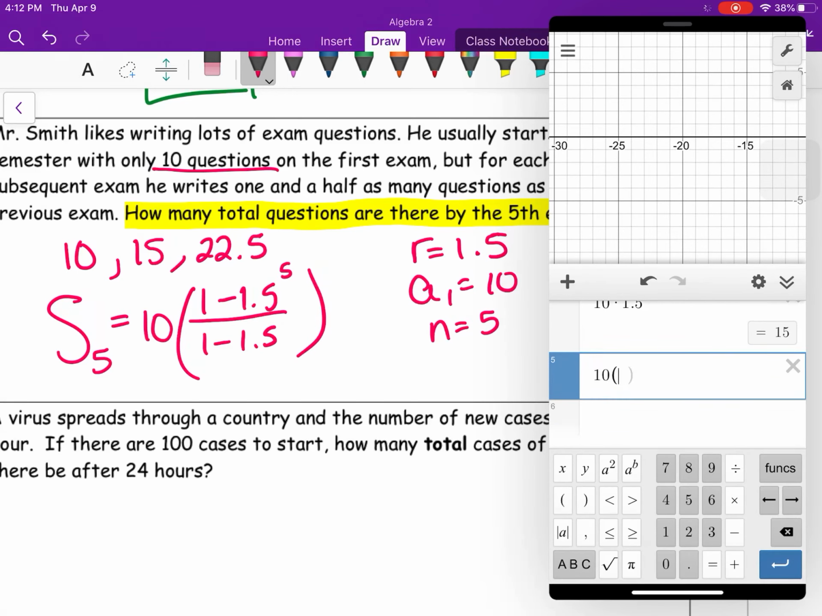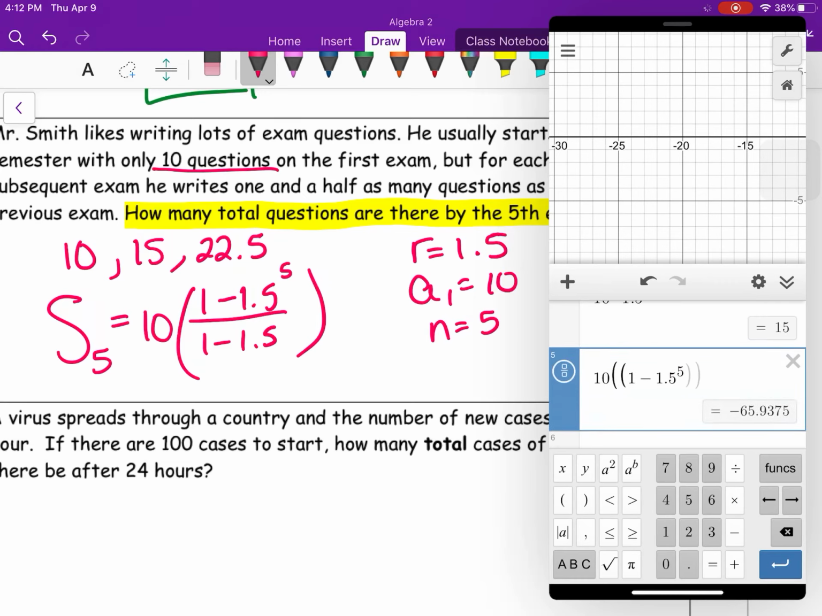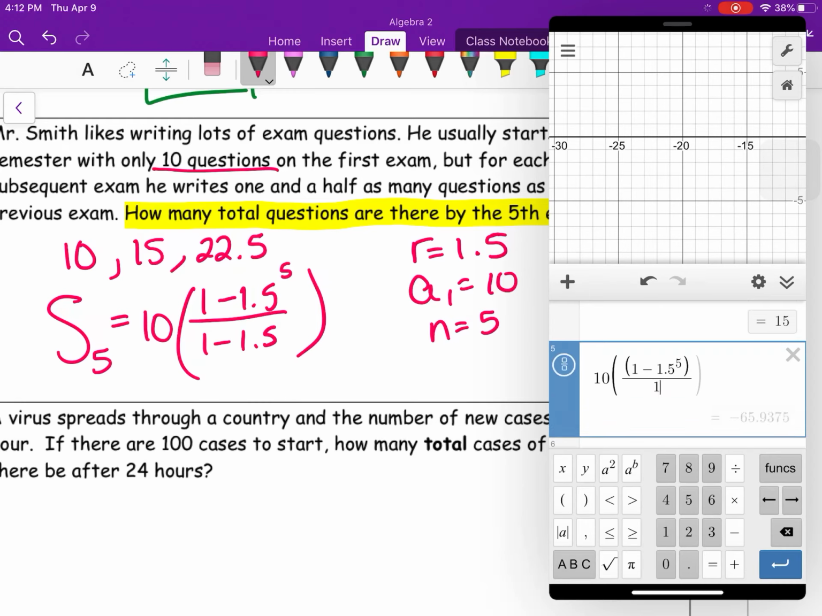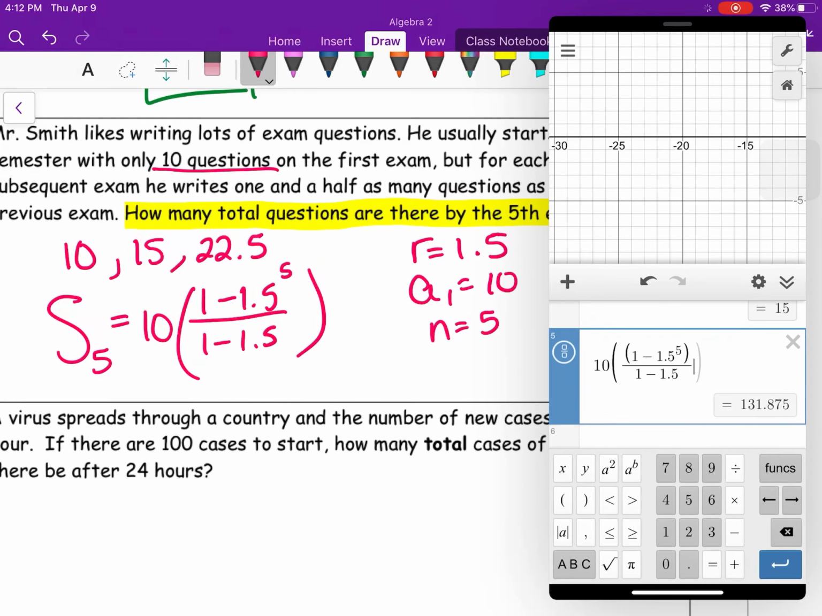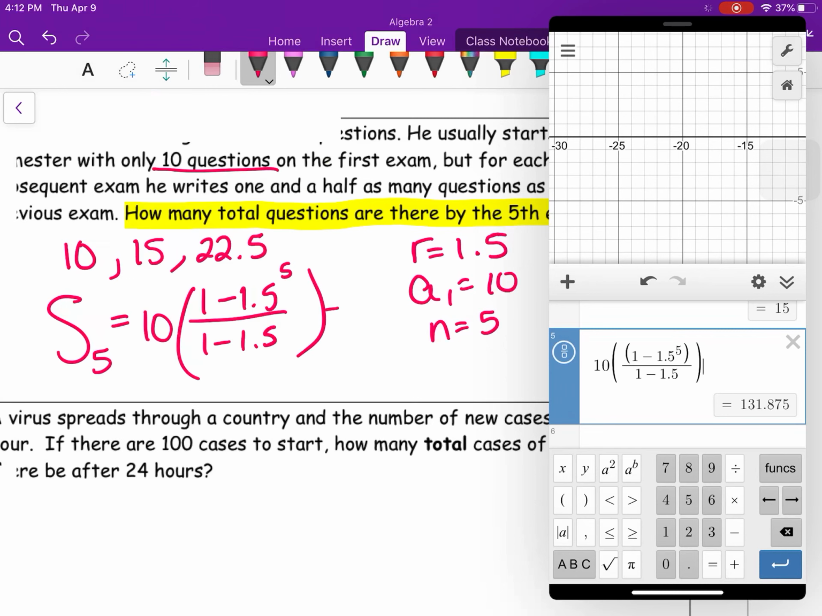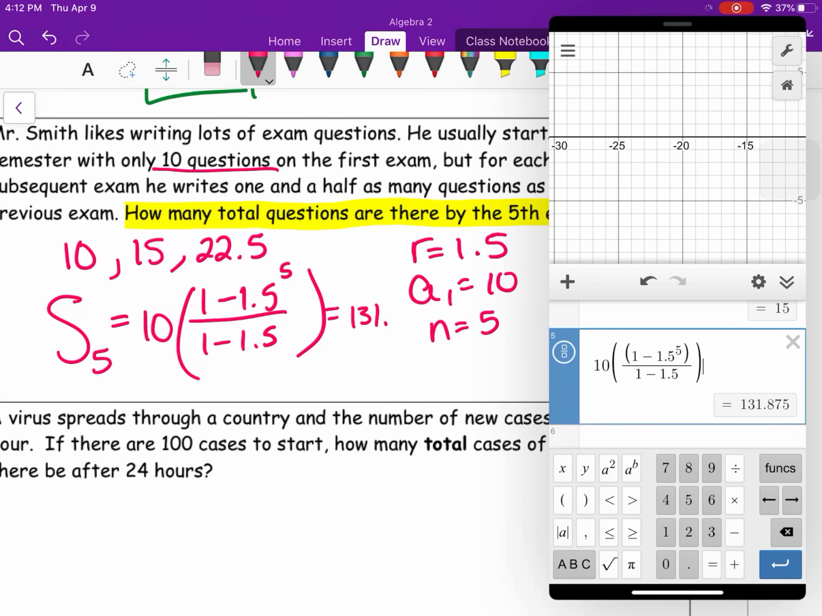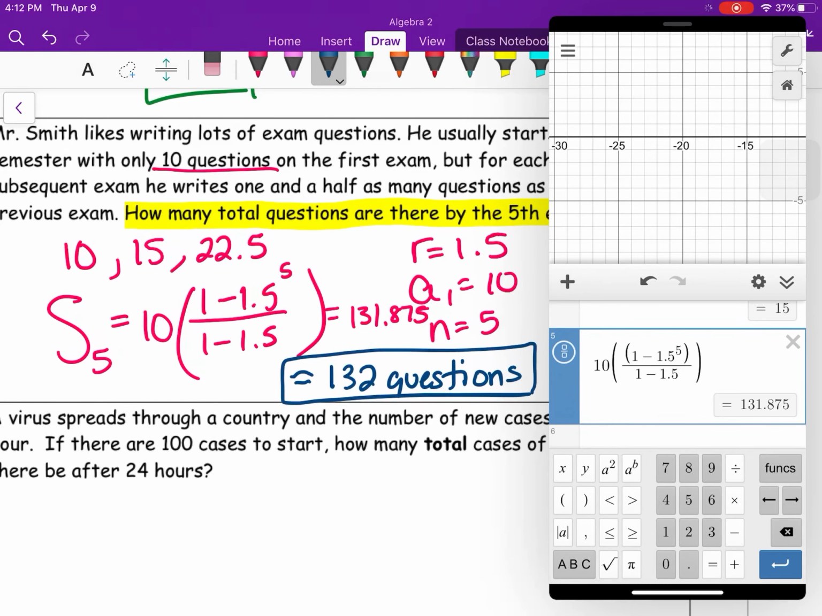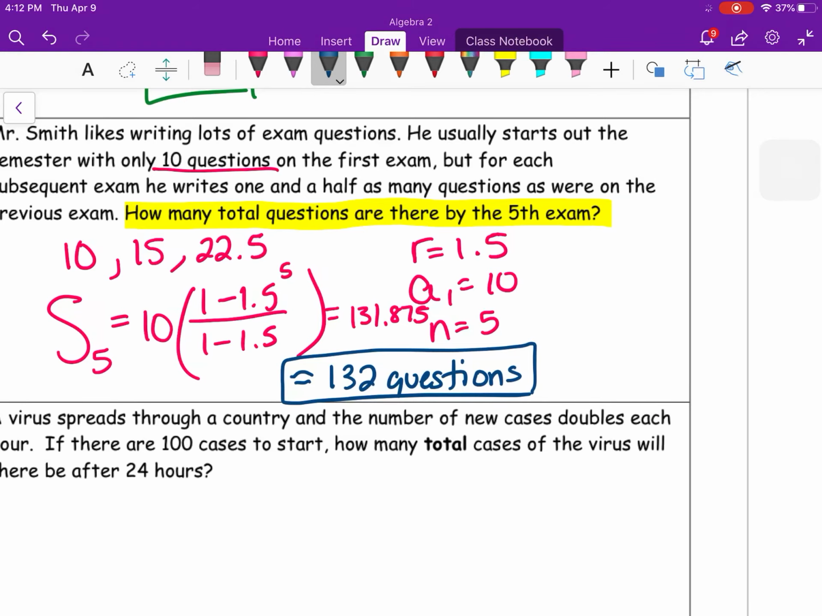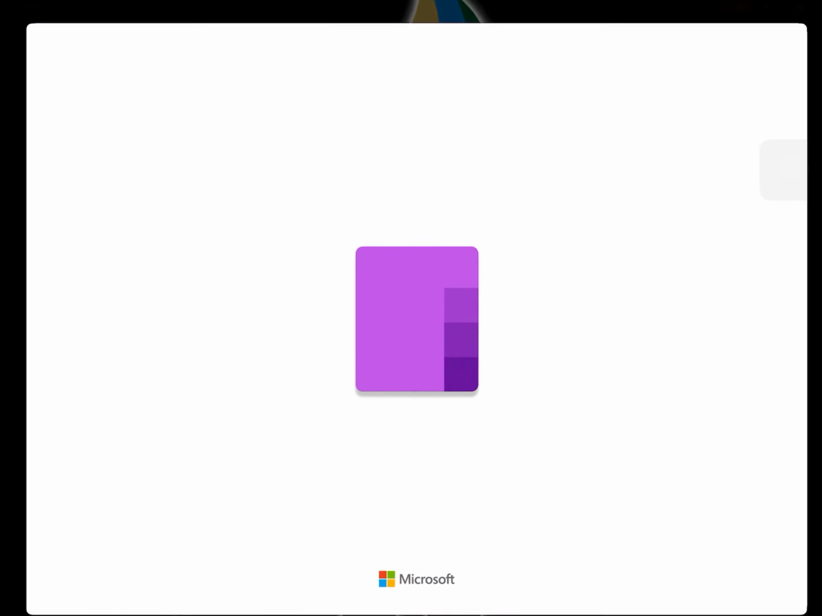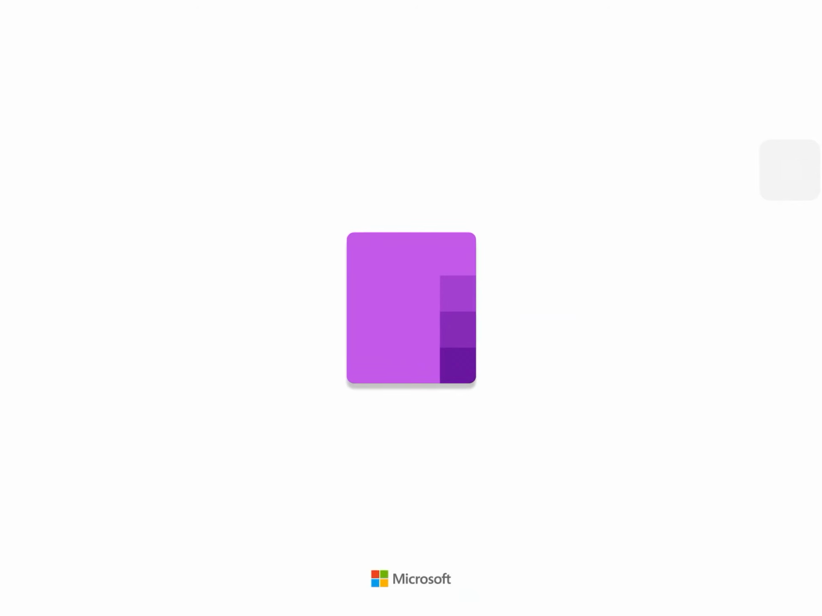So we got 10 times 1 minus 1.5 to the 5th power over 1 minus 1.5. And I get 131.875. So I'd say that it would probably be about 132 questions on all 5 exams that he has written, if he started with 10 and added 1.5 times as many each time.